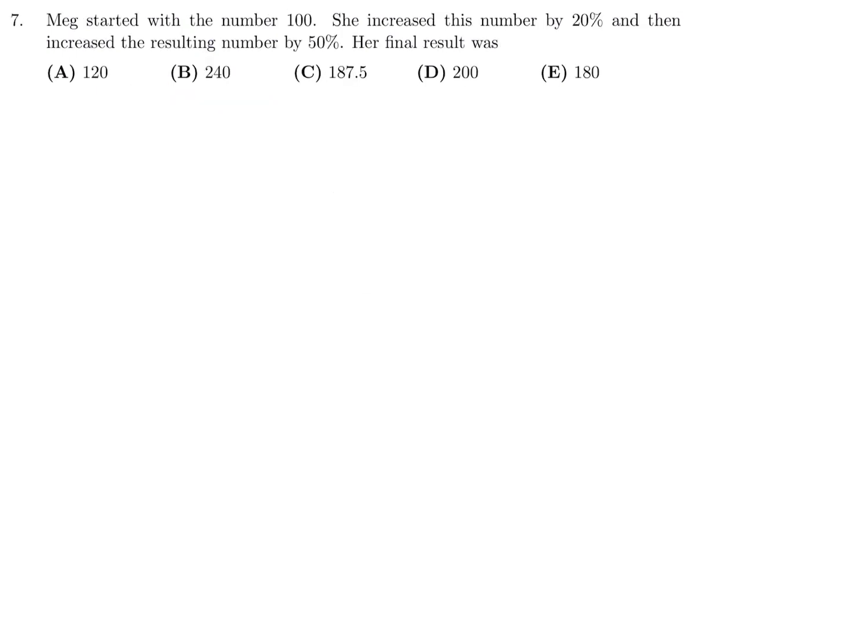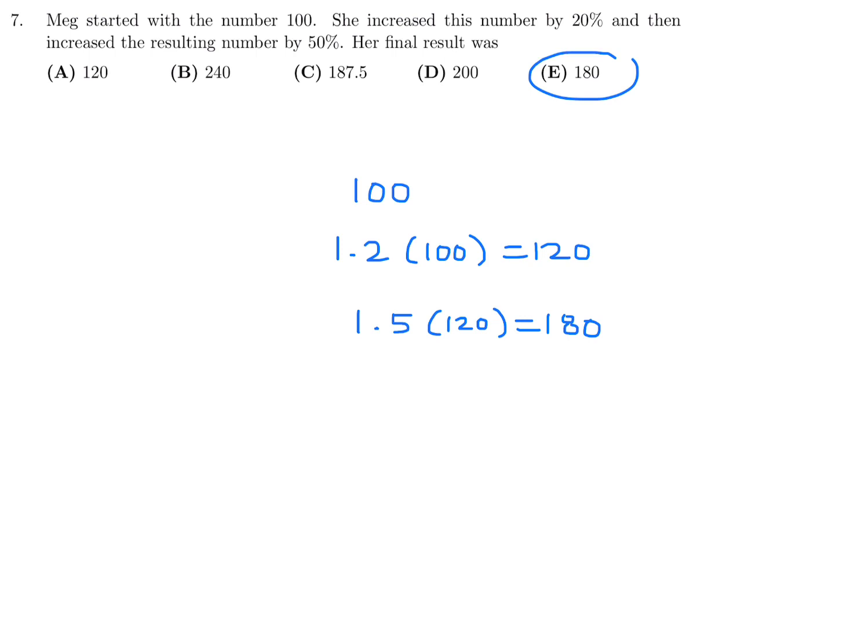Meg started with the number 100. She increased this number by 20% and then increased the resulting number by 50%. Her final result was? Take 100. First, let's do the increase of 20%. So you multiply by 1.2, and when you do, you get 120. Then this number is increased by 50%, so you multiply by 1.5, and when you do, you get 180. And there you go. Number 7 is E.